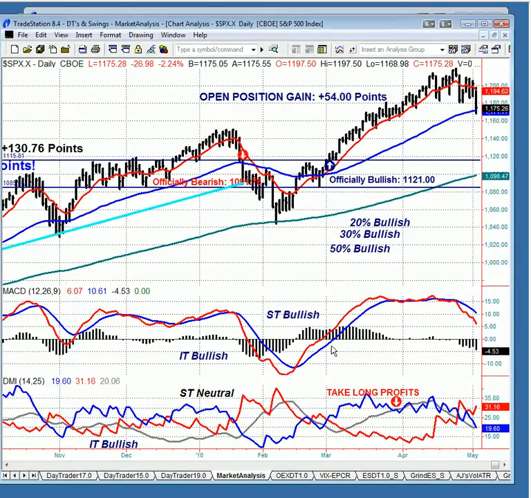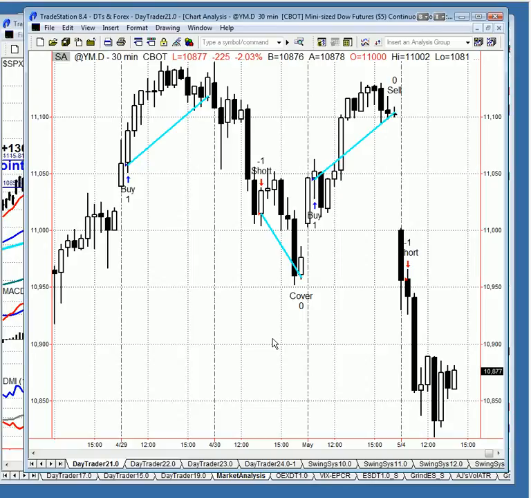Our day traders have just been lighting it up. For instance, just pulling one out, here's the day trader 21.0. Look at those beautiful trades on the YM 30-minute chart, buying, selling, buying, and another short position here today.